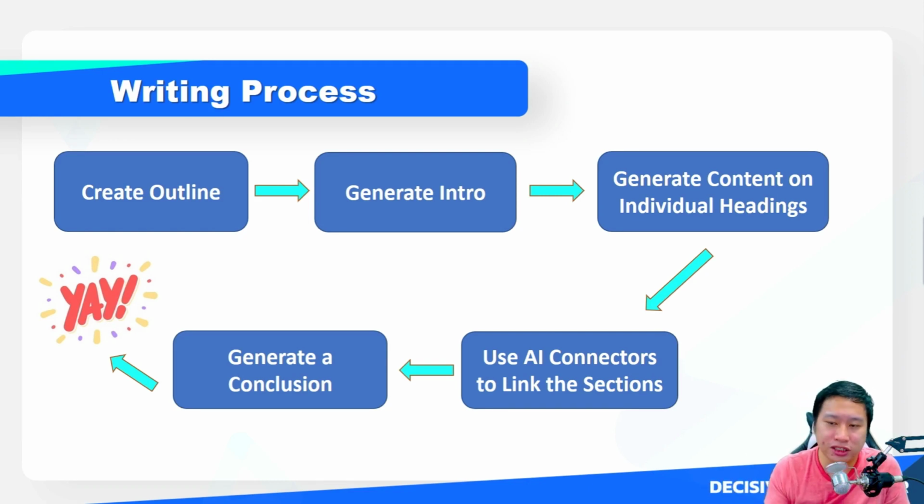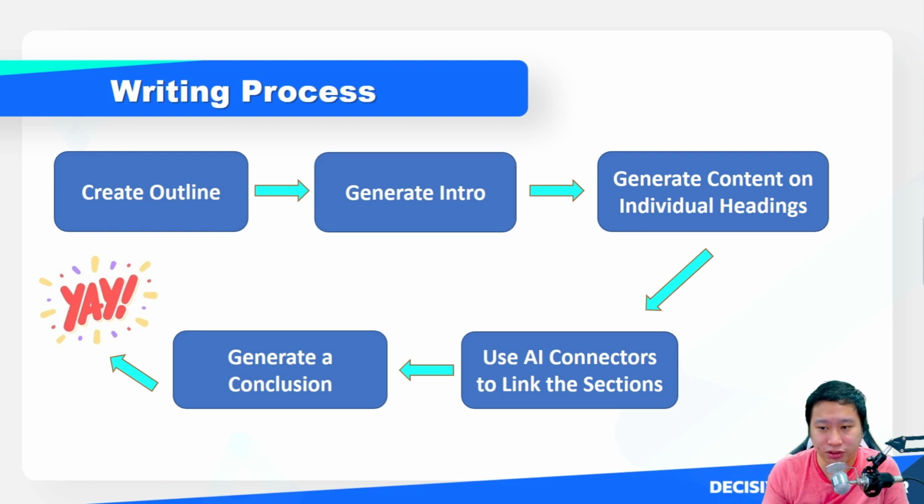The first thing, as always, you got to have at least the outline of the article. Without the outline, you can't start writing. Once you have the outline, you start generating the intro. Then you generate the content on the individual headings. And with SkillNut, they have this feature called the AI connectors, so you can use the AI connectors to link the sections together.